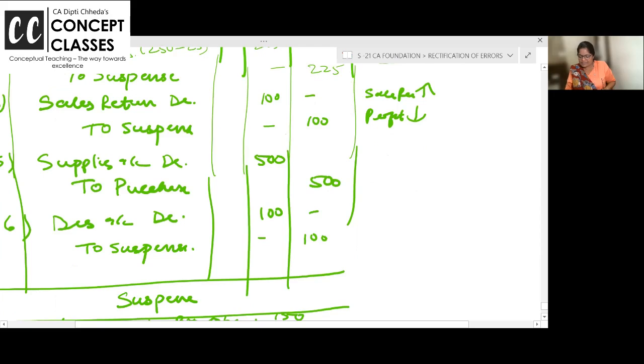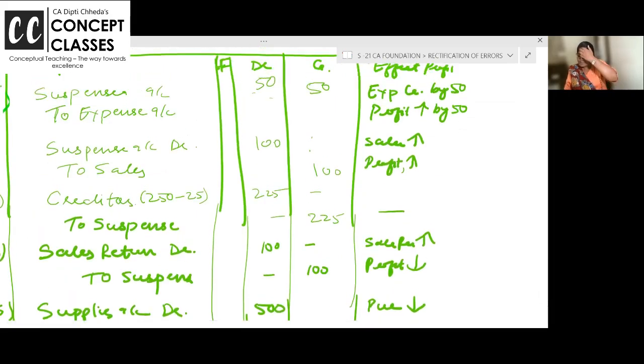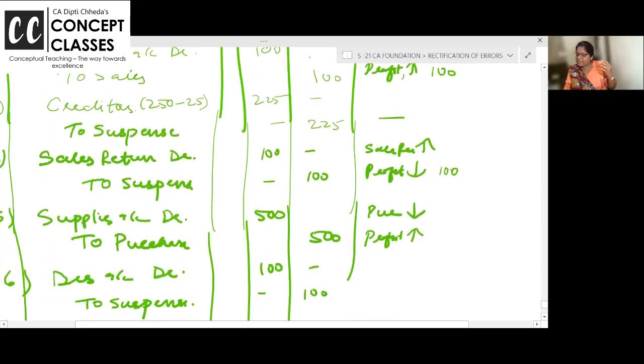Supplier to purchases. Purchase is reducing, so profit will increase. And data to suspense, no effect. So profit will increase by 50, profit will increase by 100, profit will decrease by 100, and this will be increasing by 500. I know it is all very clear because we all are getting late for our lunch.